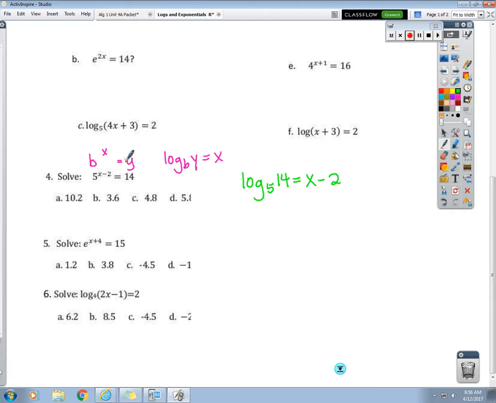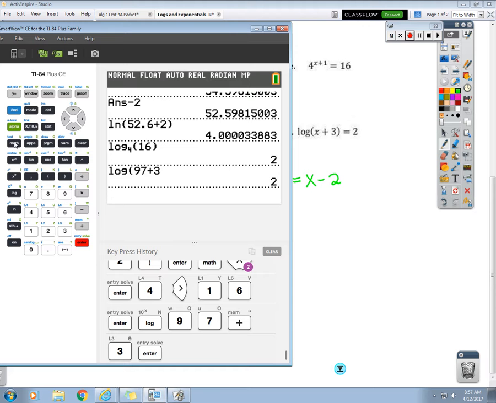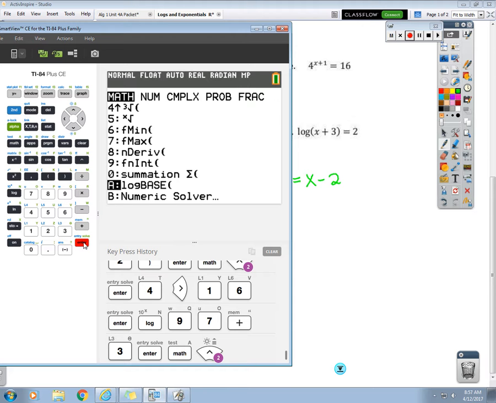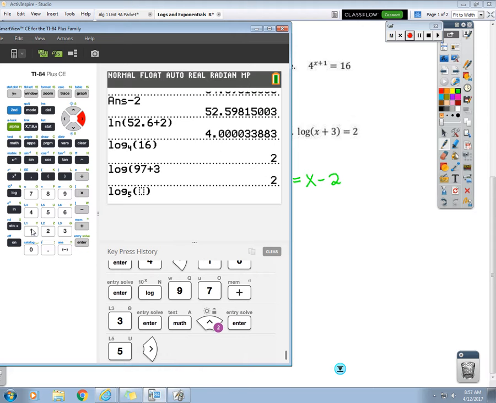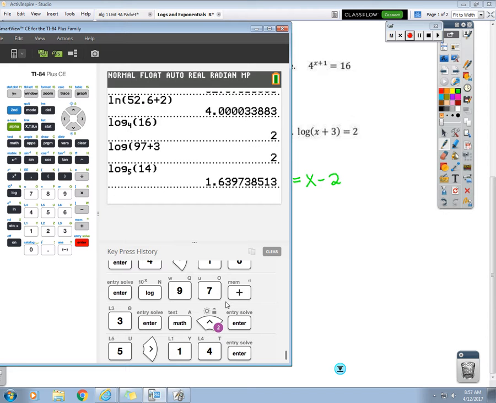Correct. The first number stayed first. These two things just flip-flop sides. Now what should we do? First, let's evaluate that. Log base 5 of 14. So math, log base 5 of 14, and hit enter. And then what will you do to that number?